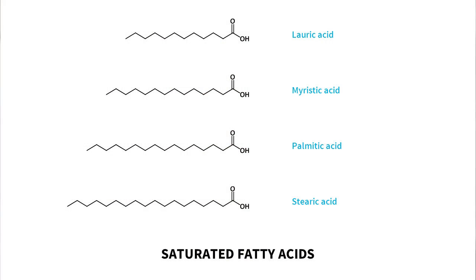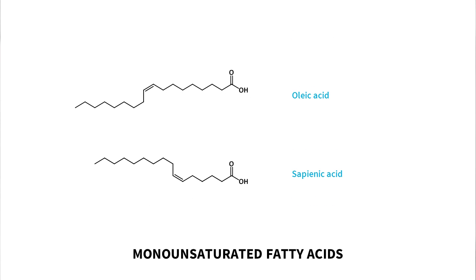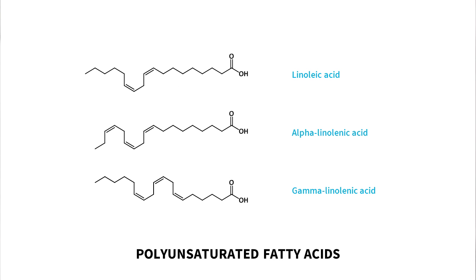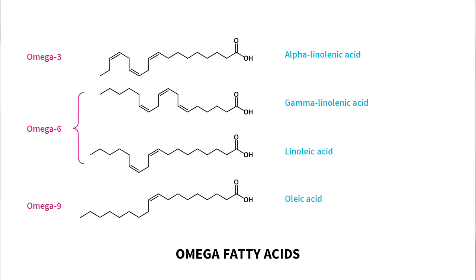There are a range of fatty acids. There are saturated fatty acids which contain no double bonds, like lauric, myristic, stearic, and palmitic acids. There are monounsaturated fatty acids that have one double bond, like oleic and sapienic acid, and polyunsaturated fatty acids that have multiple double bonds, like linoleic and linolenic acid. Some unsaturated fatty acids are called omega fatty acids. The omega refers to where the double bonds are.